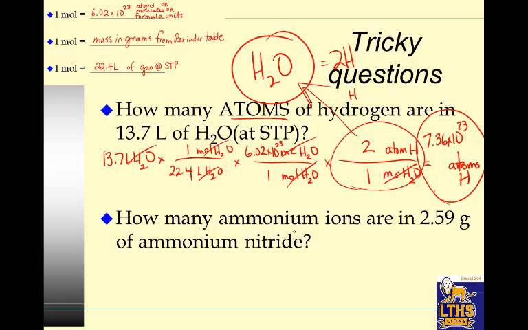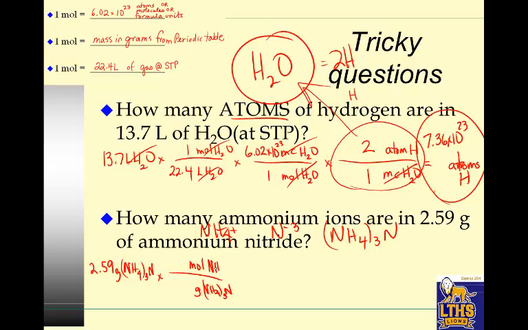How many ammonium ions are in 2.5 grams of ammonium nitride? First we need a chemical formula for ammonium nitride. So we have NH4 with a positive charge, and N is -3, so we need 3 of these in our formula. Now we have 2.5 grams of ammonium nitride, and we want to get rid of grams of ammonium nitride and change it to moles of ammonium nitride. There's a 3 there.